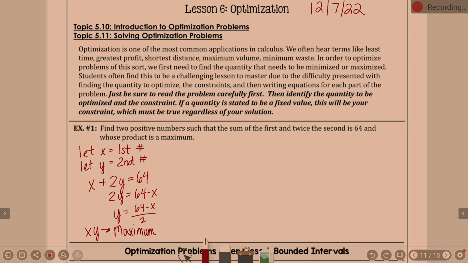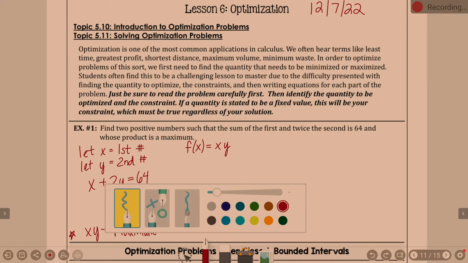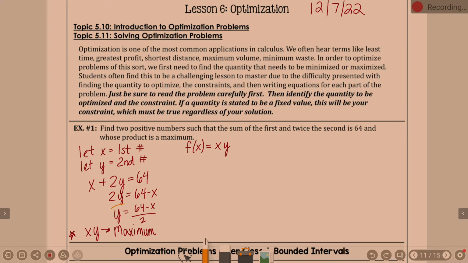Now, this is what we're trying to maximize, so I'm going to write it as f of x, and for the moment, it's x times y. Except we really don't want x and y in there since it's f of x. What do we want to do? Take what your y equals and replace it. So instead I'm going to write this as f of x equals x times 64 minus x all over 2.